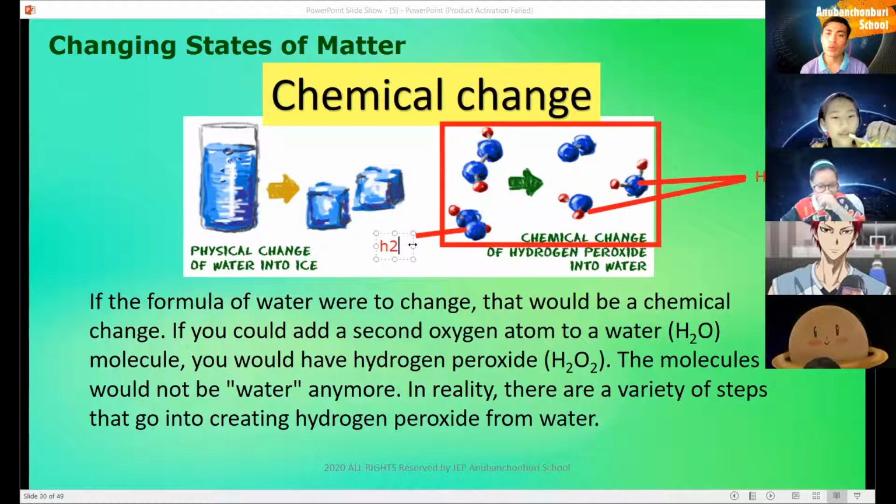Oxygen 1, hydrogen 1. Yeah, so it should be H2O2. Okay, everything is here. So this is what we call hydrogen peroxide. What happened here in the hydrogen peroxide is that, here, this is hydrogen peroxide, or the H2O2.